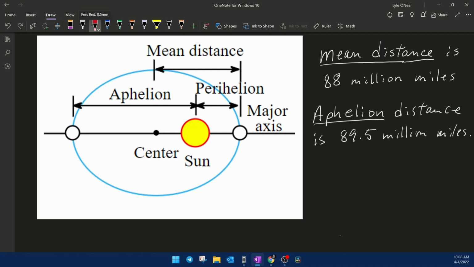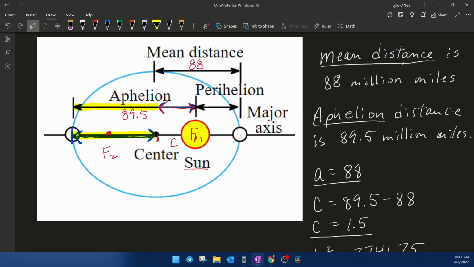So now that we have that information copied over here in our scratch work, I think we should designate some of the information on our picture. They said that the sun is at one of the foci, so I'm going to label him focus 1, which would mean over here there would be another focus, focus 2. The aphelion is 89.5 million miles, and the mean distance is 88 million miles.